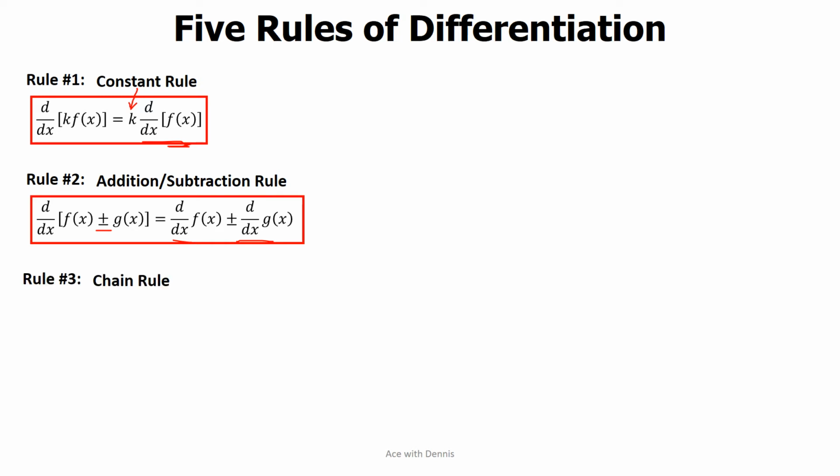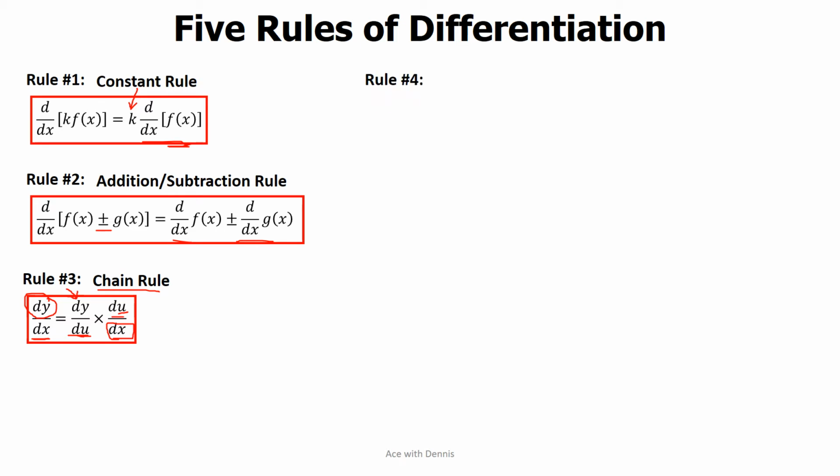Rule number 3 is called the chain rule. If I have dy/dx and they are actually dependent on another variable, for example, let's say u, then dy/dx can be written as dy/du times du/dx. So how to make sure your chain rule is correct? You just need to check, right? It will start with dy and end with dx, and the du and du must be the same. Okay, so this is the chain rule.